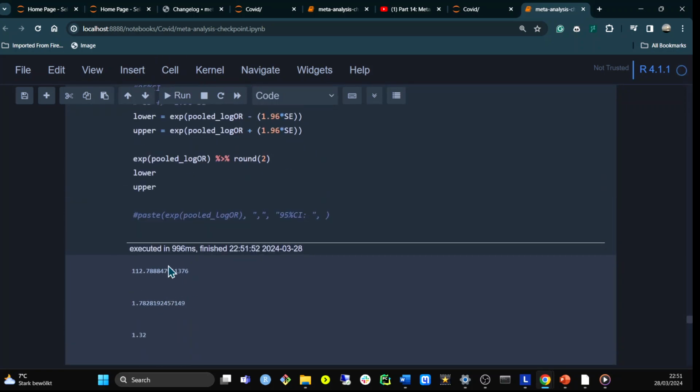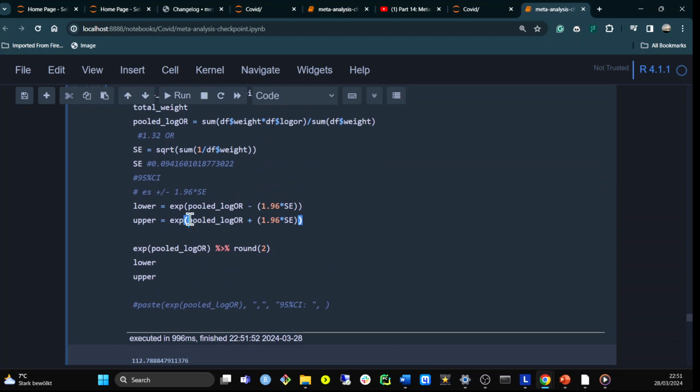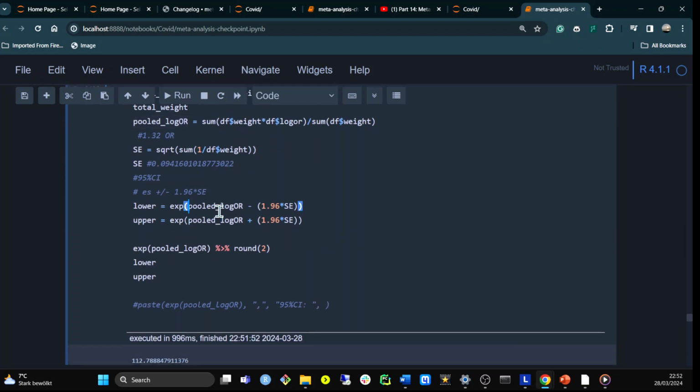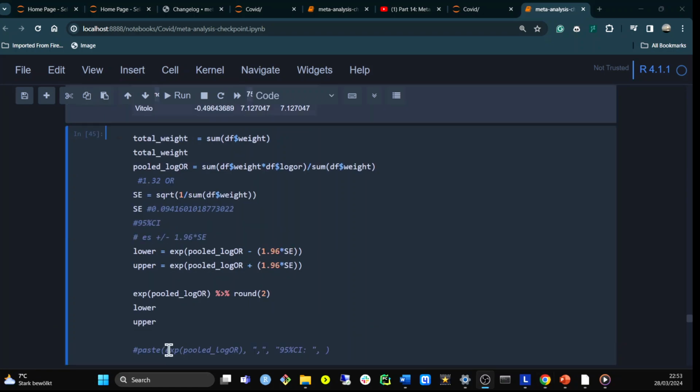So here we have the exponent, standard error, square root of the sum over 1 over the weights, pooled log odds ratio. So we have exponent of pooled log odds ratio minus 1.96 times standard error. Then again we also have it here. Now I should get those values correct. Yeah, actually we made a small error here. So we take the square root, and then we take 1 over the sum of the weights here.